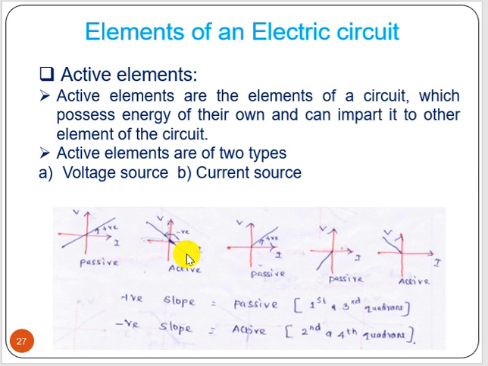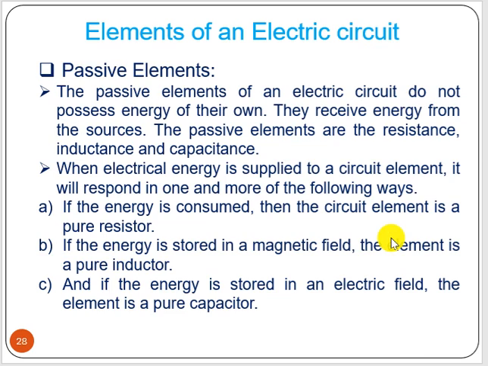Now for the second and fourth quadrants, V is positive, I is negative, so P equal to VI is negative. Here also I is positive, V is negative, so this is negative. That means it is active. So the second and fourth quadrants give us an active element according to the VI characteristics, and the first and third give us passive. So here it is passive, this is also passive, and if it is here, then P equal to minus VI is negative, so it becomes active.